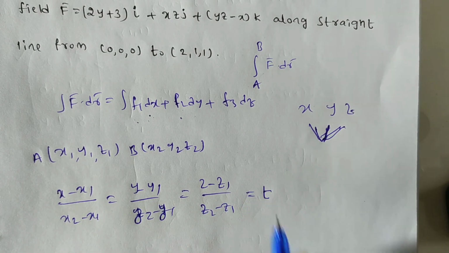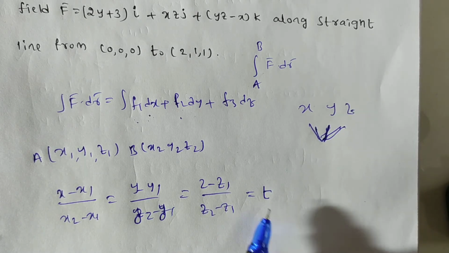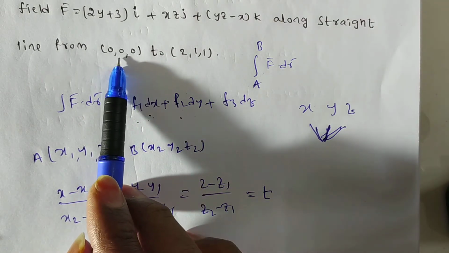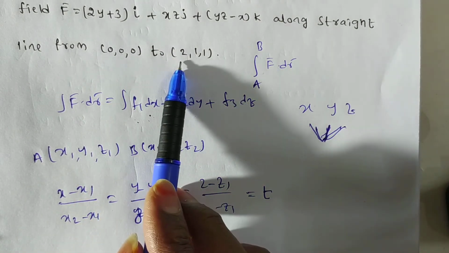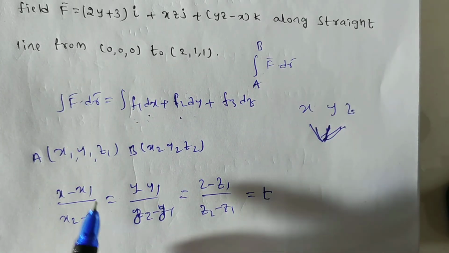We have to equate it to one variable, which is considered as t. So here, what is the x1 value? x1 is 0, y1 is 0, z1 is 0, x2 is 2, y2 is 1, z2 is 1. So substitute all these values in this equation.